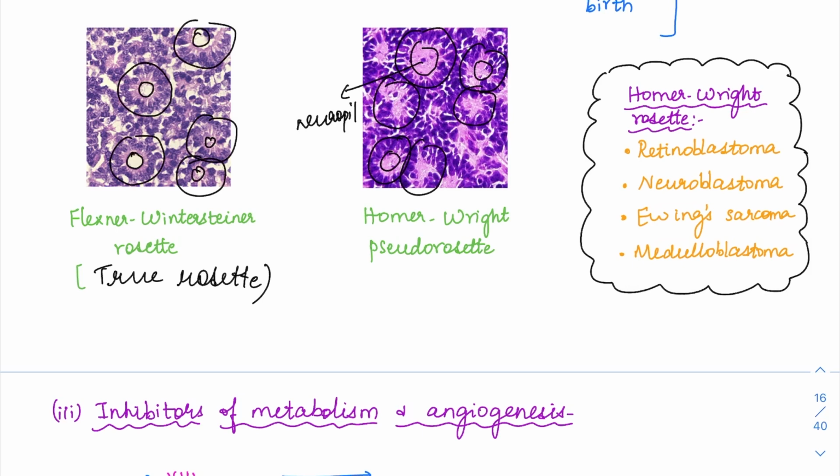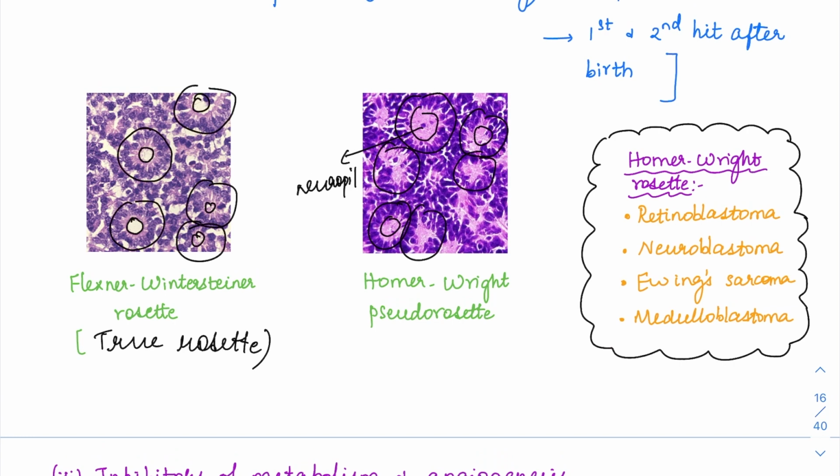So examples of pseudo rosettes are Homer-Wright rosette, and then we also have the ependymal pseudo rosette. So in the ependymal pseudo rosette, we are going to have a blood vessel in the center, surrounding which the tumor cells are present, like a petal arrangement. So that is what is called a rosette, like a rose. Okay, so we have many other pseudo rosettes as well, but Homer-Wright pseudo rosettes are not specific for retinoblastoma. You can see them in other conditions as well, which are neuroblastoma, medulloblastomas, Ewing sarcomas, and also retinoblastomas. Okay. So Homer-Wright pseudo rosette is not specific for retinoblastoma.